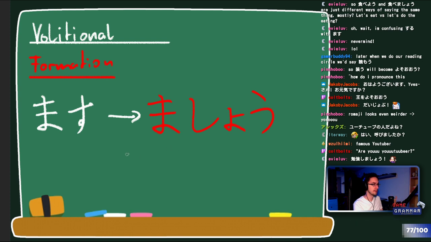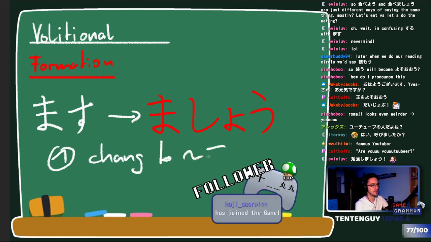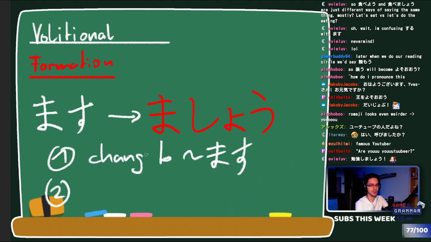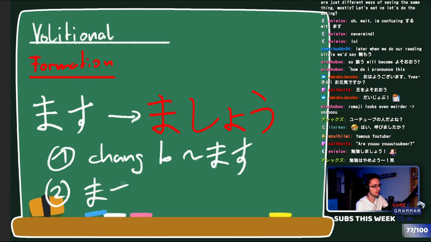Luckily, all the polite forms that already end in mas can now just be changed to maso. What do we have in chat? Benkyo shimasho. Why? Because shimas turns into shimasho. No big deal. Anything that you can turn into mas form, you can turn into maso. Keep in mind that you do it in this order. Step one, change to whatever, and then mas. Step two is mas to masho.